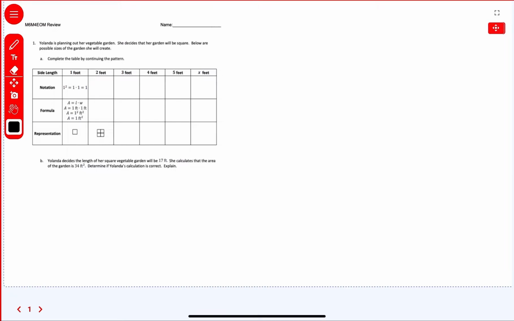So if we have 2 feet as the side length, which means both the length and the width, that means we're going to have a 2 squared garden, which would equal 4. Because length times width, 2 times 2 is 4 feet squared. And then there you go. There's your 2 by 2, which means there's 4 1-foot squares. Do you see that?